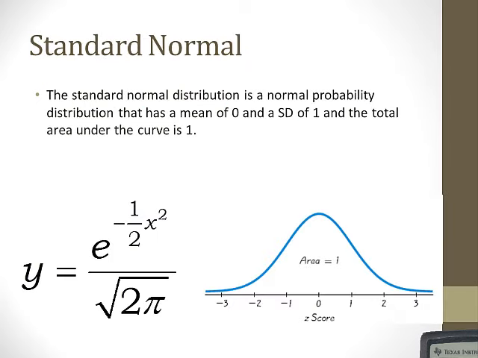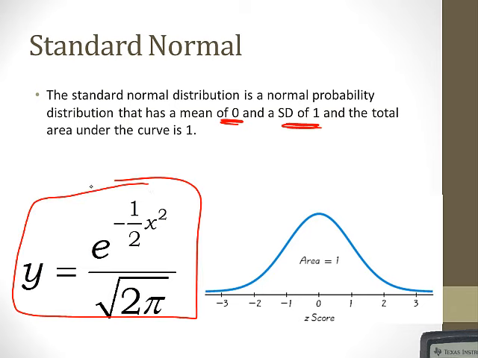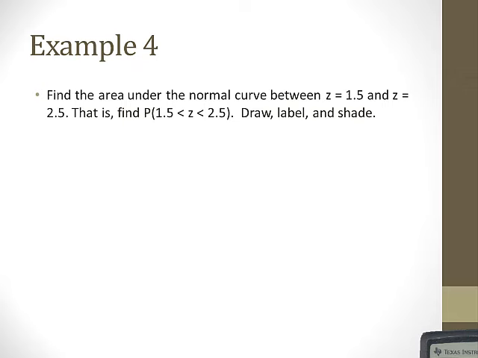So the standard normal curve. The standard normal is the normal probability distribution that has a mean of 0, standard deviation of 1. When we plug that back into that nasty formula we had, it reduces to something a little bit less intimidating: e to the negative 1/2 x squared divided by 2 pi. Again, we're not going to be using this formula to crunch these out. You would use that in an upper level stats class. We're going to use the calculator.